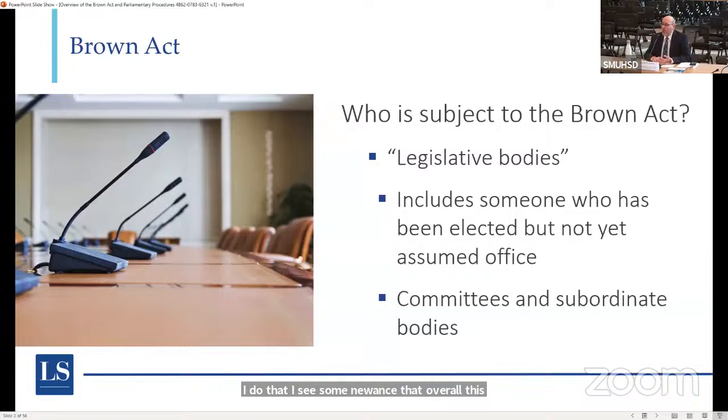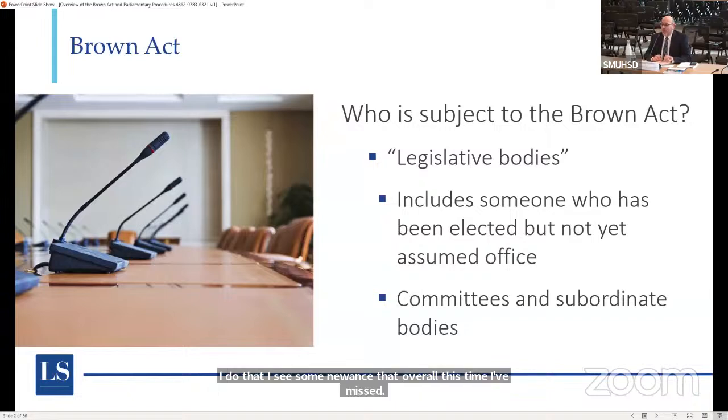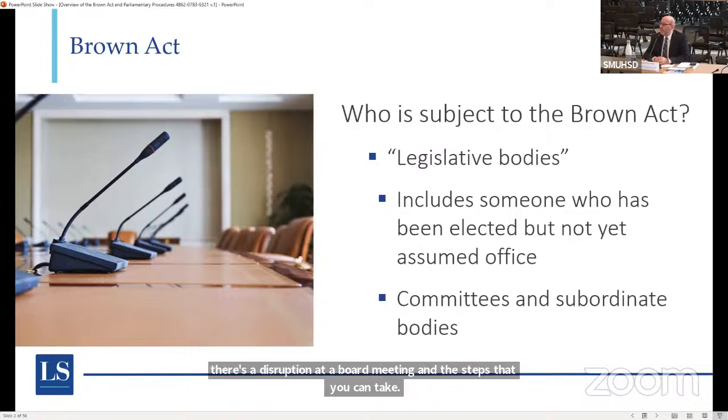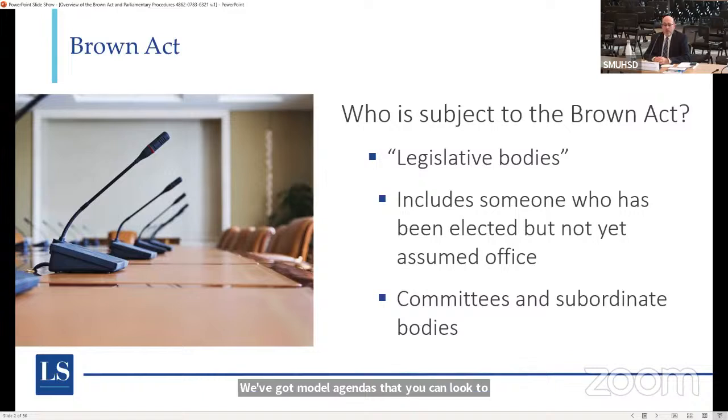And then at the end, we've got a bunch of different forms. We've got a cheat sheet for the board president, or whoever is running your board meeting, on what to do if there's a disruption at a board meeting and the steps that you can take. We've got model agendas that you can look to for agenda language. So this is something that goes out to all of our clients. We wanted to make you aware that it exists and your board members have it today, which is excellent. And I may even refer to it here and there. So with all that in mind, I'm going to start talking to you about the Brown Act.